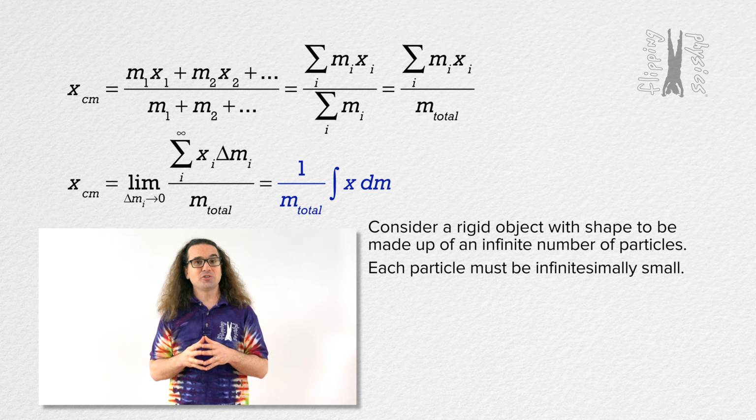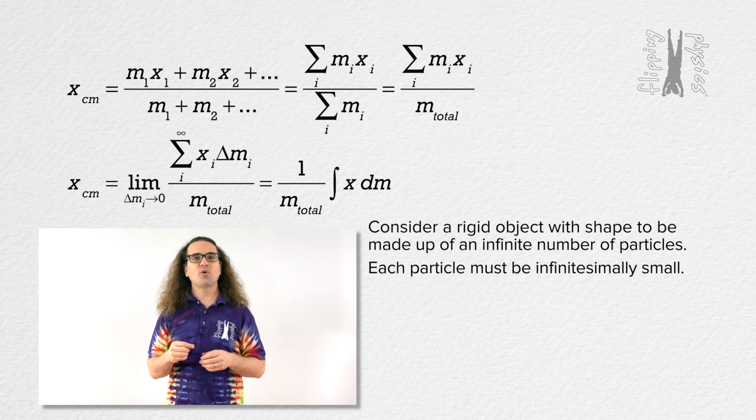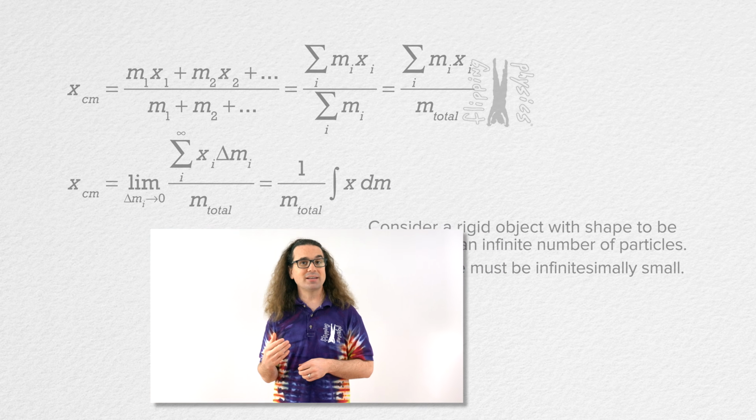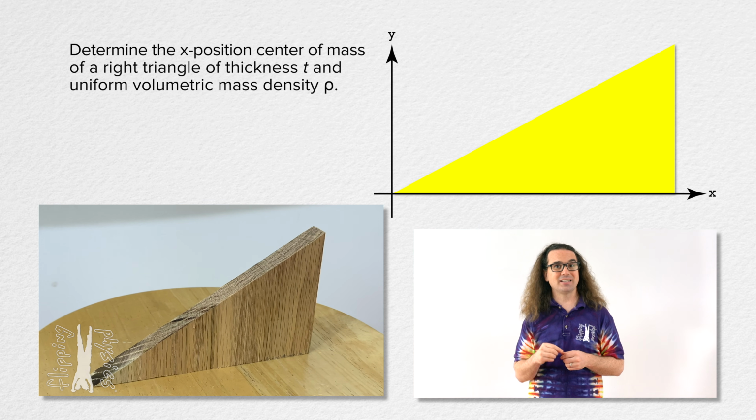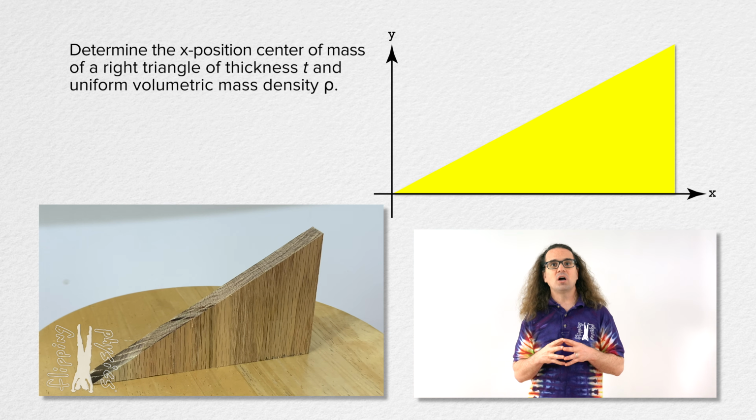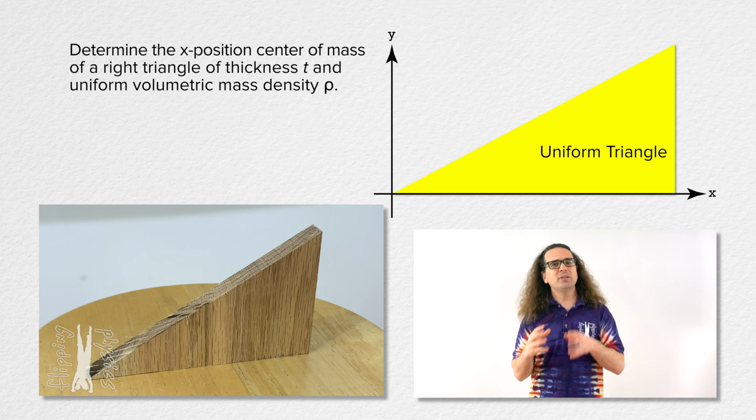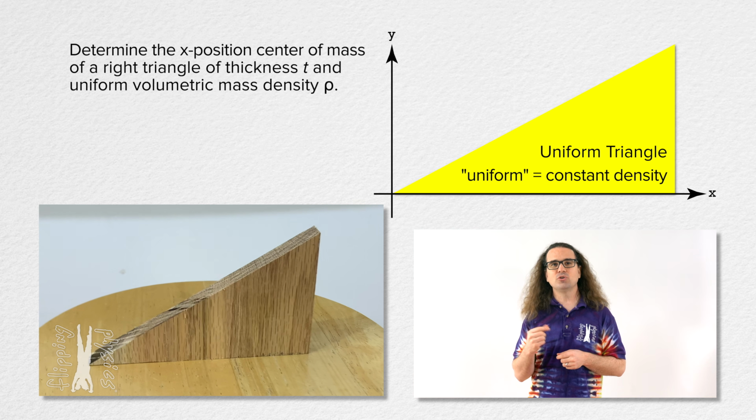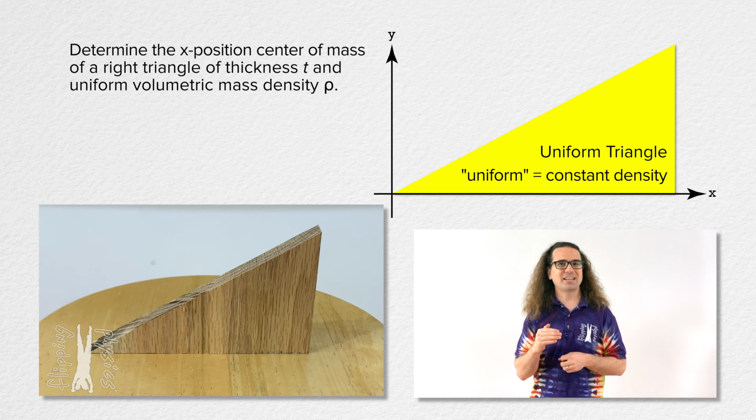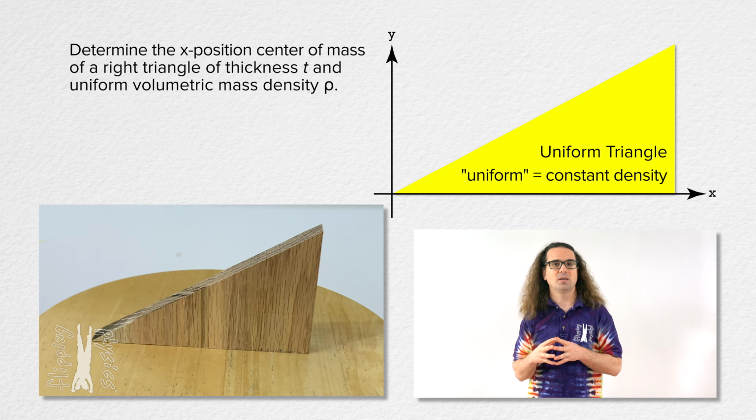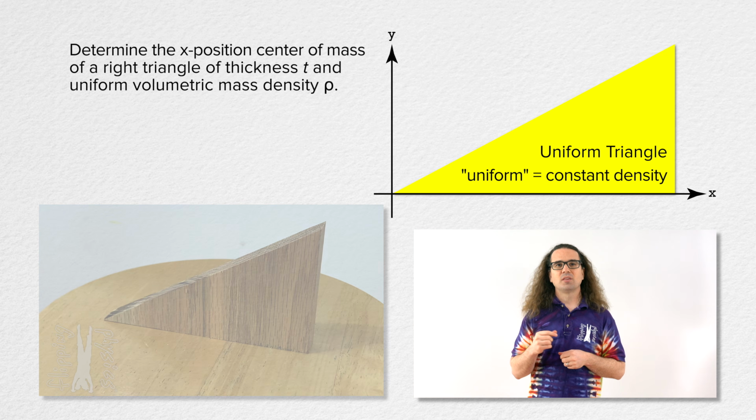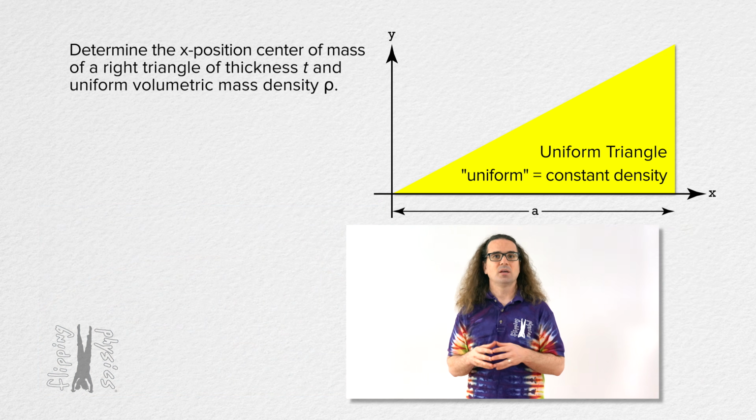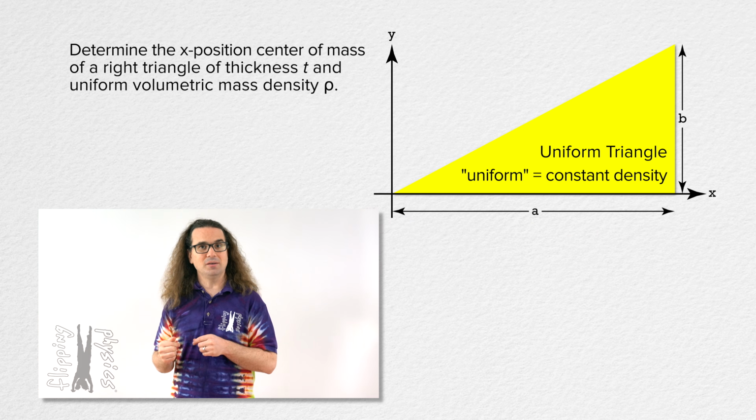Now, as I mentioned at the beginning of this video, we are going to demonstrate how this works in practice by determining the x-position center of mass of this right triangle of thickness t and uniform volumetric mass density ρ. We will call it a uniform triangle, and please realize this uniform adjective is used quite often, and it means the object has a constant density. Okay, let's define a few things for our right triangle. The base of the triangle has a length a. The height of the triangle has a length b.